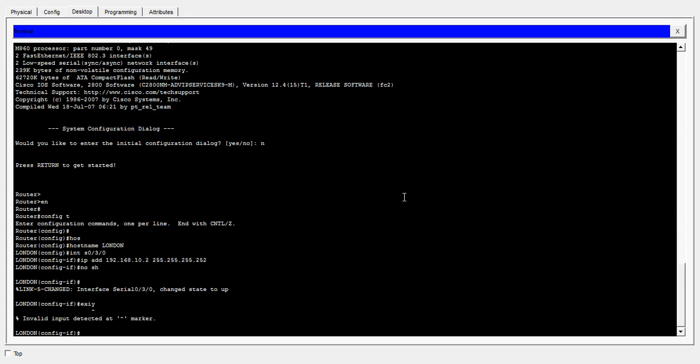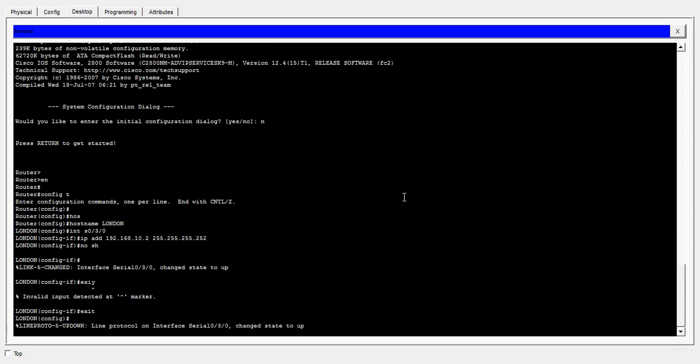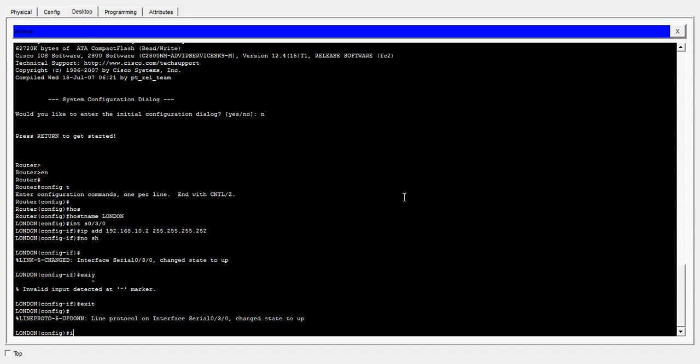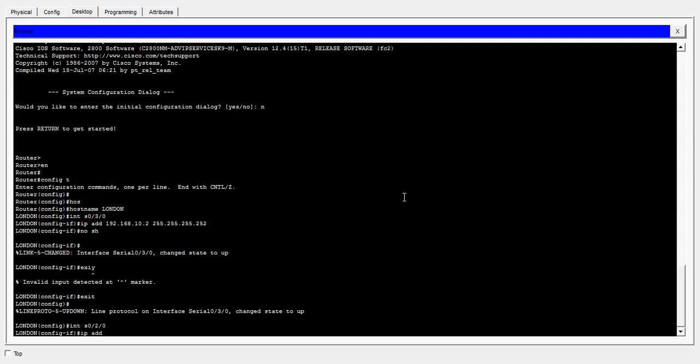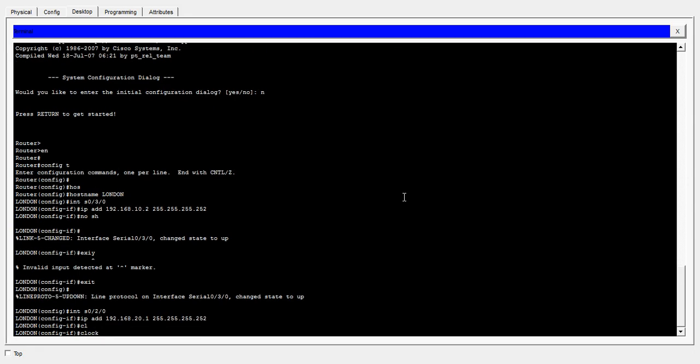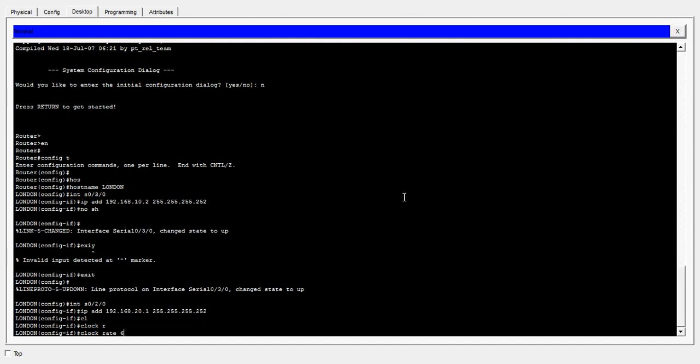Now the interface connected to the Madrid router, that should be interface serial 0/2/0. IP address, let's give it 192.168.20.1, 255.255.255.252. Now I believe we have to do clock rate here. Enter the clock rate command. No shutdown.